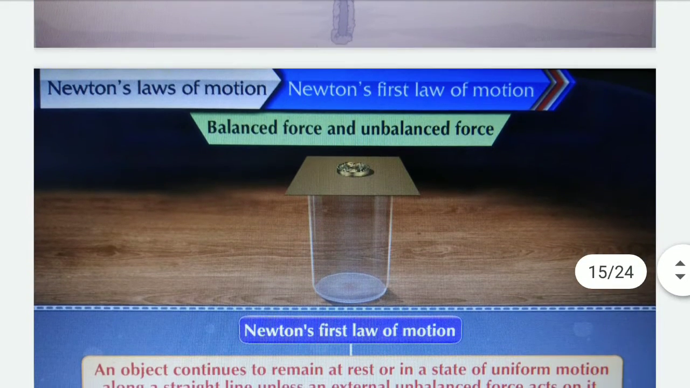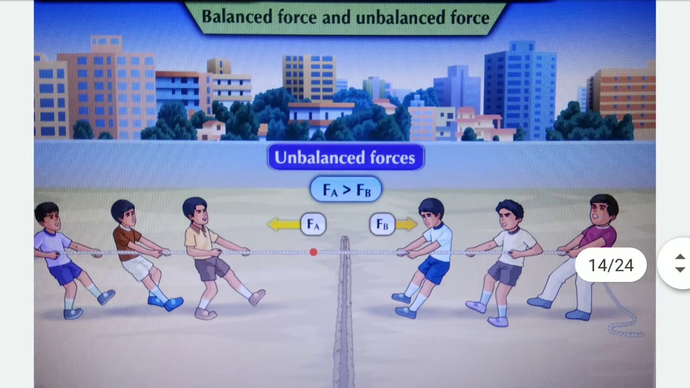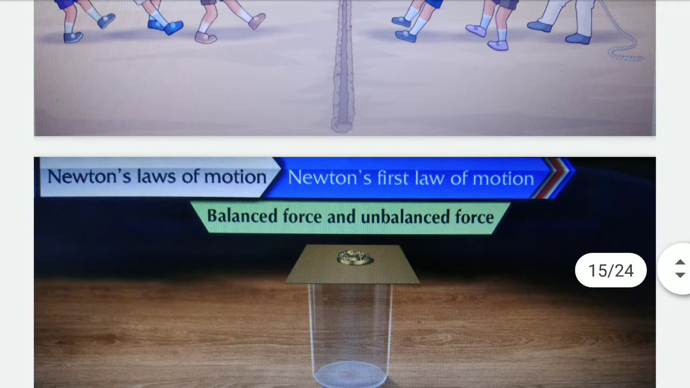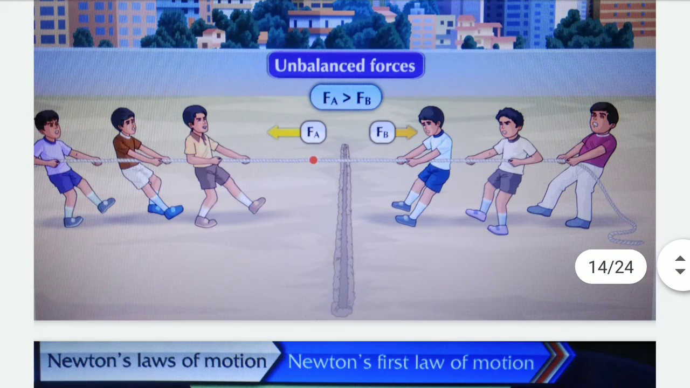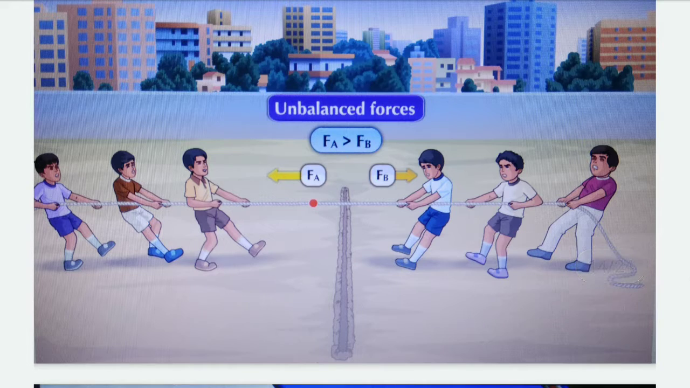That means in this example we see balanced and unbalanced forces. If the forces applied are the same or balanced, then the rope will remain as it is. On the other hand, when the applied forces become unequal or unbalanced, a net force gets applied in the direction of the greater force and the center of the rope shifts in that direction. In this picture, the center of the rope, that red point, gets shifted towards the greater force, that is, on the left hand side.